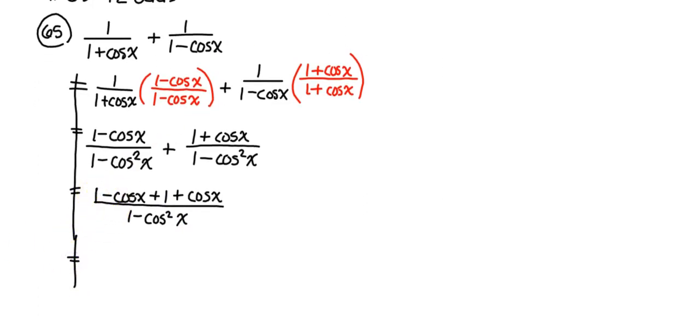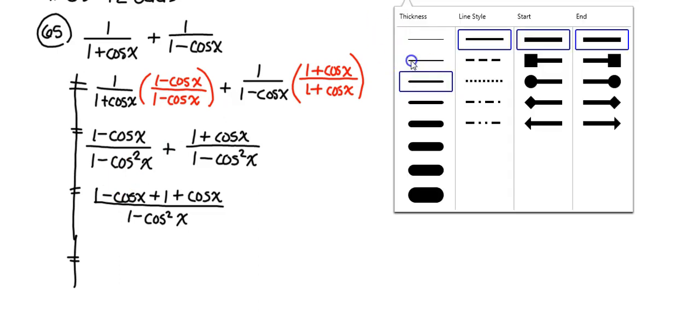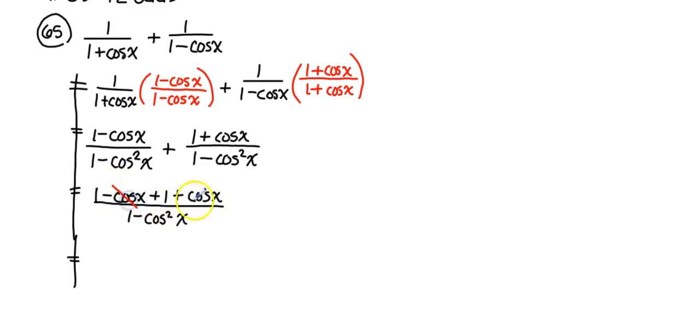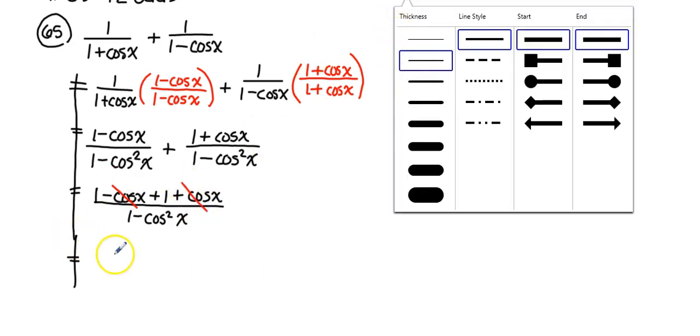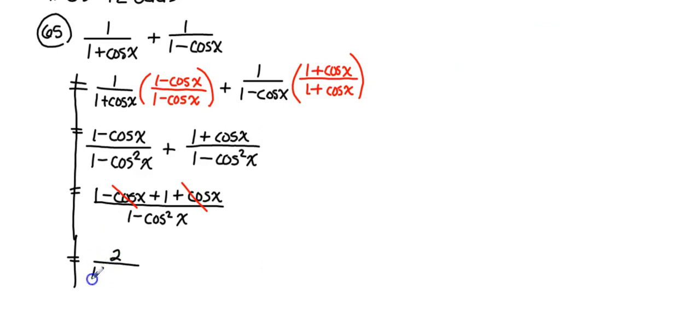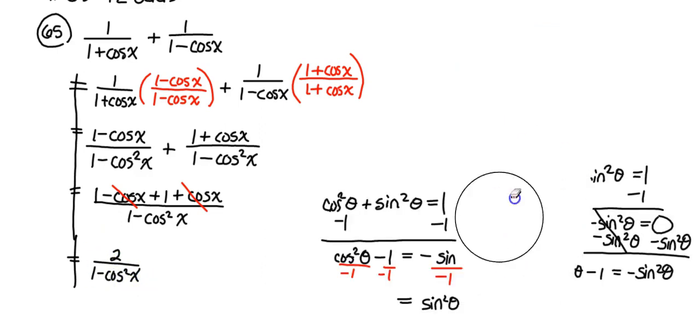So let's see. 1 plus 1 will be 2. Notice negative cosine of x plus cosine of x cancels out. So now I've got 2 divided by 1 minus cosine squared of x.